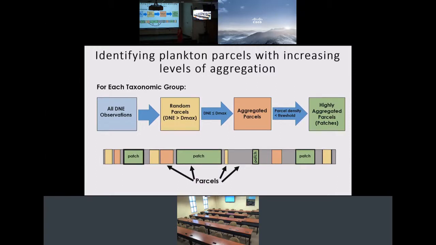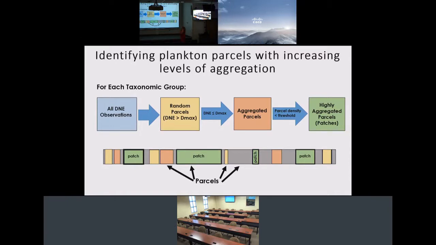So the first type was the patches. These are the highly aggregated parcels. So there were two criteria that were applied to this. One, the animals were close enough together, like I showed you before, that they could be considered in a patch. And then the second criteria was that the density of that parcel had to be above 3 standard deviations above the background mean. Right, so there's a lot of animals and they were close together.